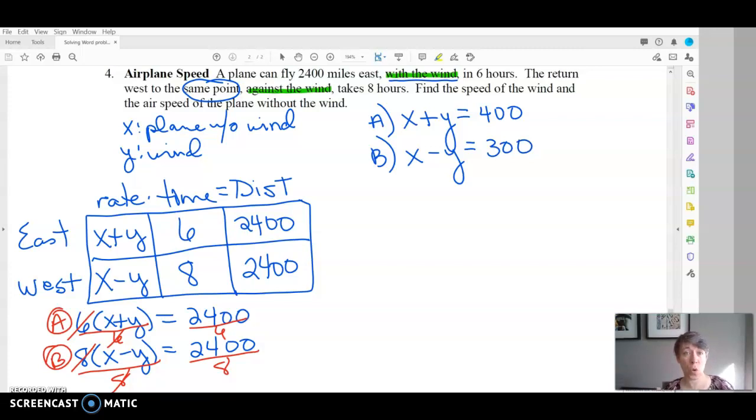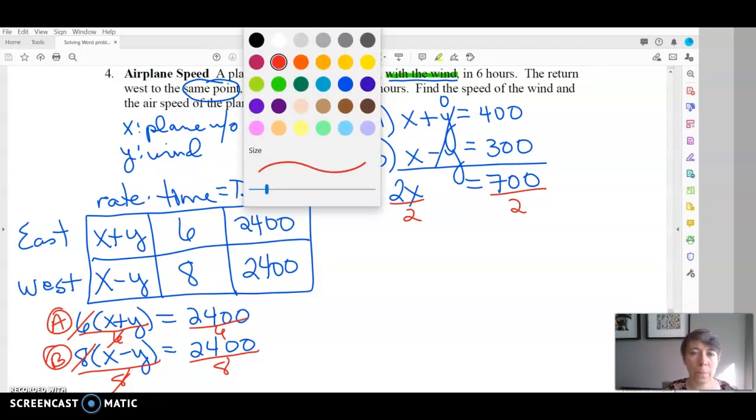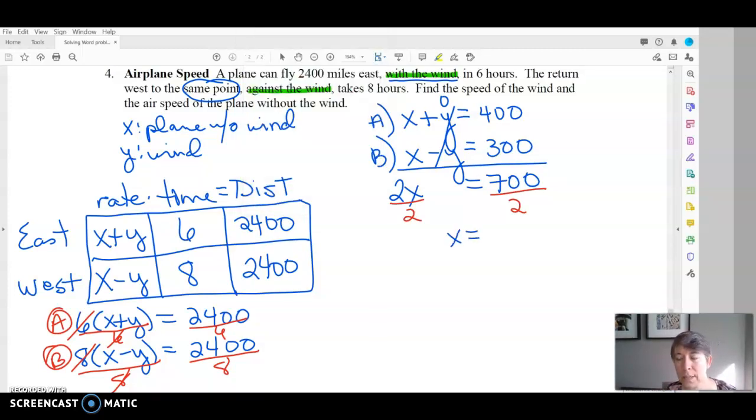And now we have to solve this system of equations. Luckily, the y's are opposites already, so we don't have to use any multiplication to eliminate. We're just going to combine like terms. We get a 2x. The y's add up to a nice little 0 there. Add these, we get 700. And then if we divide both sides by the 2 to get the x by itself, then we get x equals, what is that, 350?